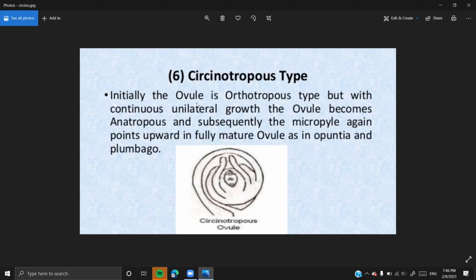As he has given, initially the ovule will be orthotropous. It will be straight, the body of the ovule straight on the funicle. But later, with the continuous unilateral growth, the ovule becomes anatropous. What is anatropous? It gets twisted downwards. Later, subsequently, the micropyle again points upward. Actually it looks down, but as it grows up, the micropylar end is towards the upper end, and the funicle gets coiled around the body. This is called circinotropous, usually seen in the Opuntia plant, the cacti plant.